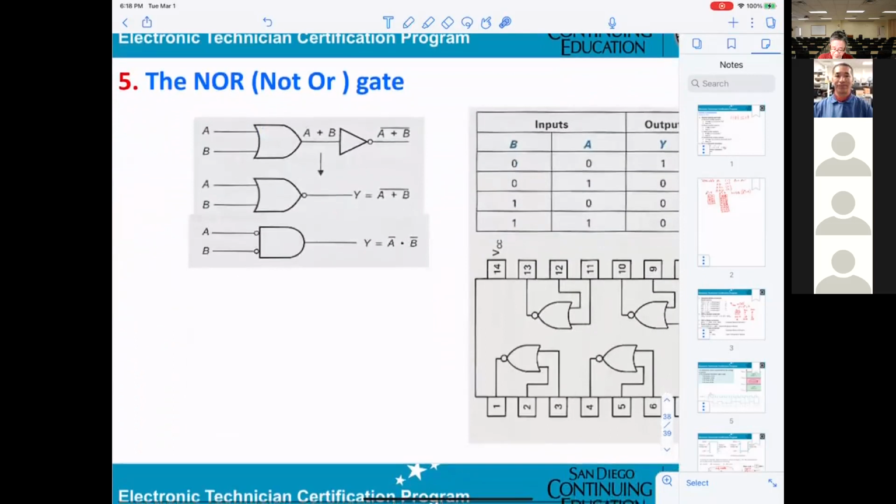Now the NOR. Same thing. For the NOR gate, I prefer this equation: y equals not A and not B.